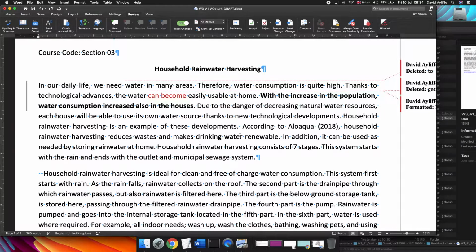Due to the danger of decreasing, each house will be able to use its own water source. Thanks. Okay, good. Household reduces waste and makes drinking water renewable. Makes drinking water renewable. Does it make drinking water? No, it makes rainwater. Yeah. In addition, it can be used as needed by storing. Okay, good.